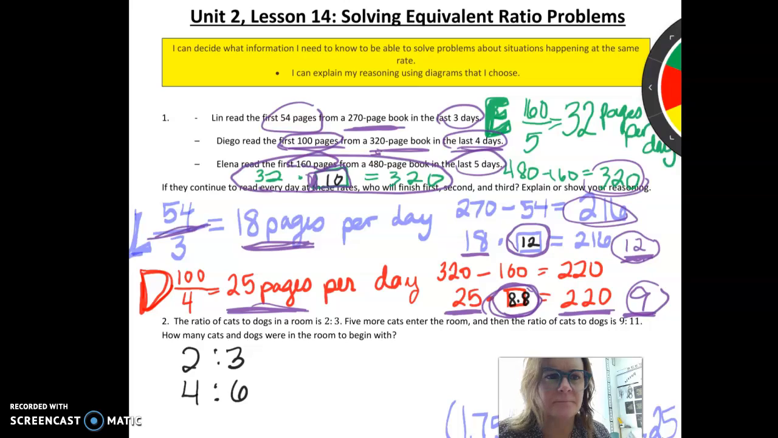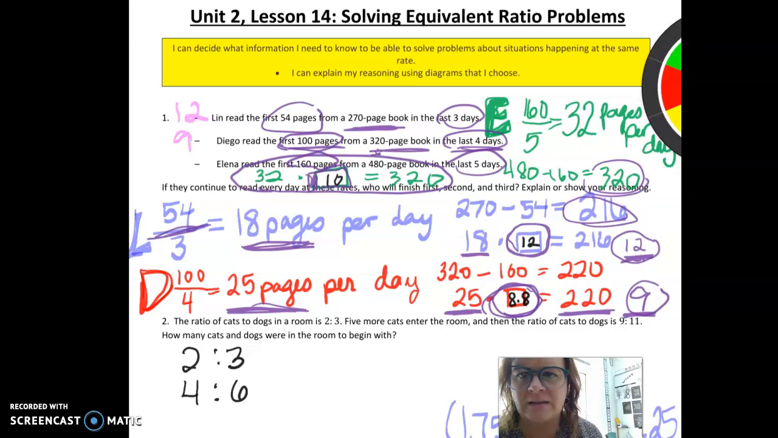I'm going to get a different color here. It's going to take Lynn 12 days to finish. It's going to take Diego 9 days to finish, and it's going to take Elena 10 days to finish. So Diego's going to finish first, Elena second, and Lynn third.